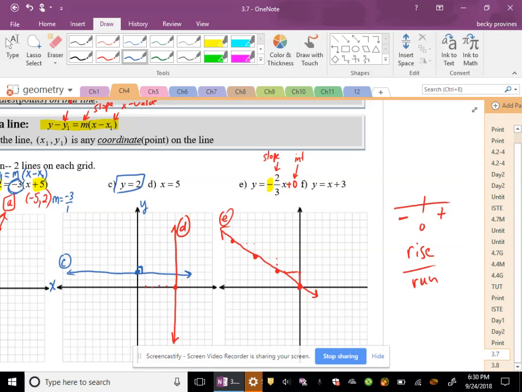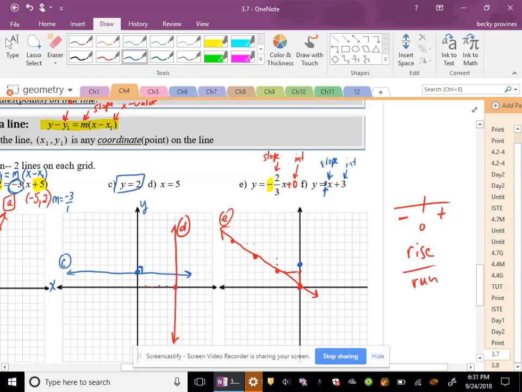Okay, for letter F, my starting point, my intercept is at 3. So let's find 3. 1, 2, 3. Now, my slope just says X. So what does that mean? What number's in front of X? What number is right there? Is it a 0 or a 1? And of course, it's a 1.